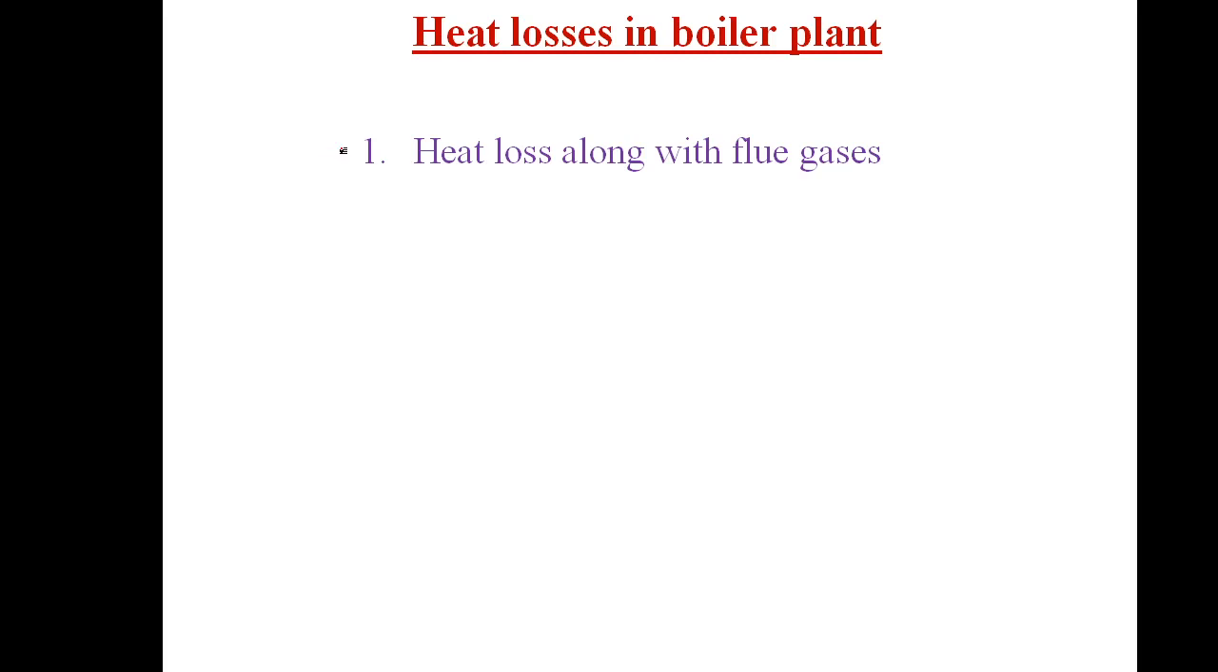So the very first mode is heat lost along with the flue gases. When fuel is burned in the combustion chamber, the flue gases come out with heat, and that heat is imparted first to the water to convert it into steam. Then these flue gases are passed through the superheater, then the economizer, and the air preheater. Finally, after discharging heat into the various heat exchangers, the flue gases are liberated into the atmosphere.